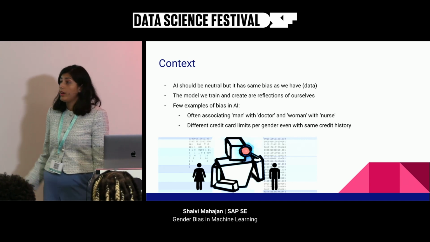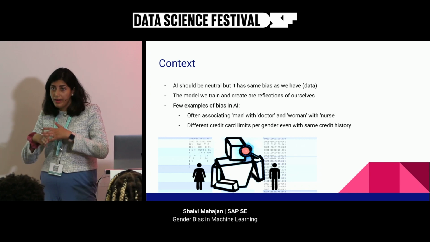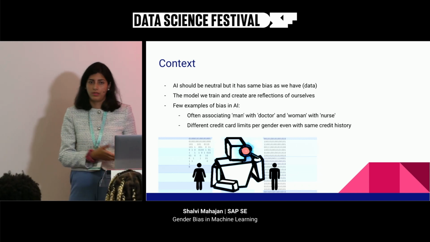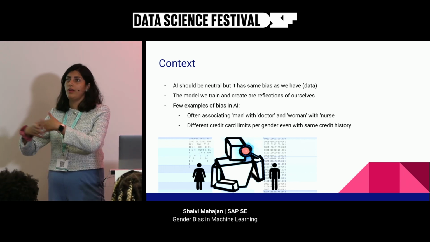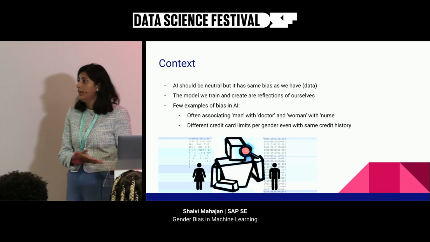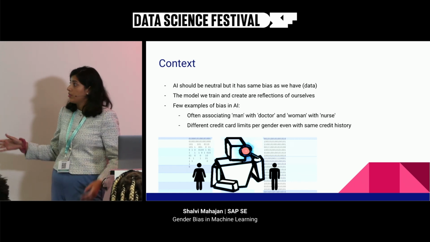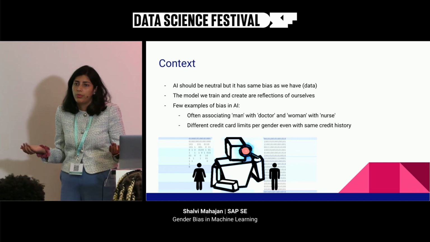So the context. AI in general should be neutral, right? It should have no bias at all. But the society we live in does not only have gender bias, it has racial bias. I don't know, so many biases we have because of the stereotypes in society. So that's the true picture. The model we train and create is definitely a reflection of what we have in society.